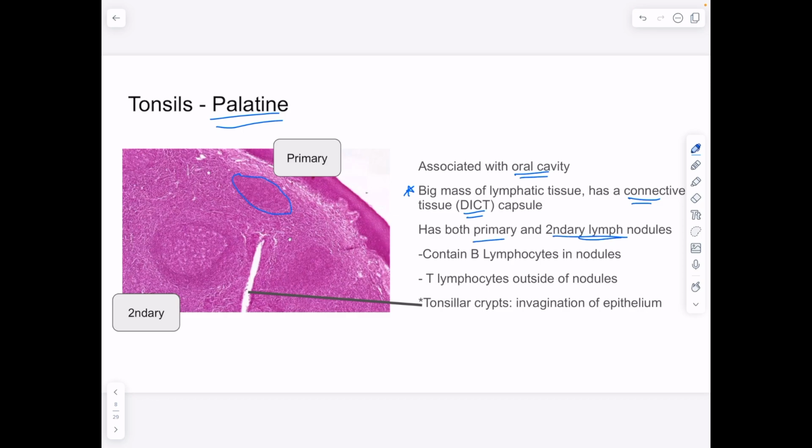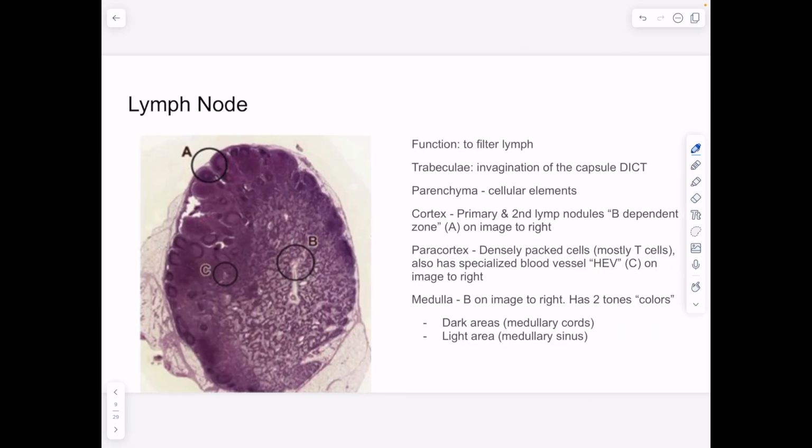Here's a primary lymph nodule, again, B lymphocytes. Here's a secondary lymph nodule, B lymphocytes, and then outside of these nodules, in the space in between, you'll have T lymphocytes, right? And then in tonsils, you have tonsillar crypts, which are invaginations of the epithelium. This isn't the best picture, but this is one right here, and a better example would be one that's cutting through clearly from the epithelium, cutting downwards, right? But tonsillar crypts, it's not a trabeculum, which we'll see later in our lymph nodes right here.